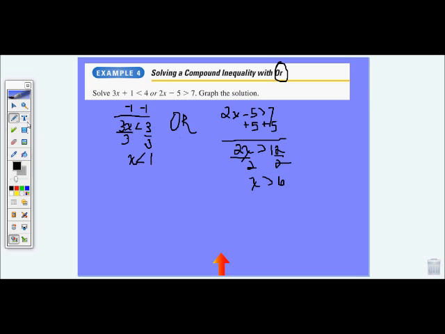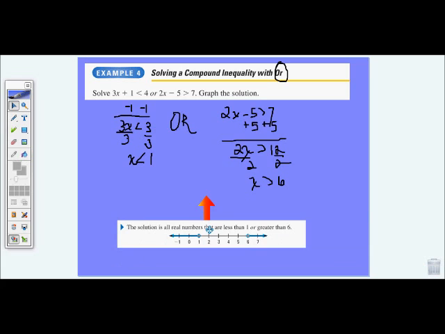Okay, remember it's an or, so you're going to see a slightly different graph here. We find our solution. Our first solution was 1. Find 1 on the number line, open circle, and shade to the left because our x was written first. And then find 6, open circle because it's just a greater than, and shaded to the right.